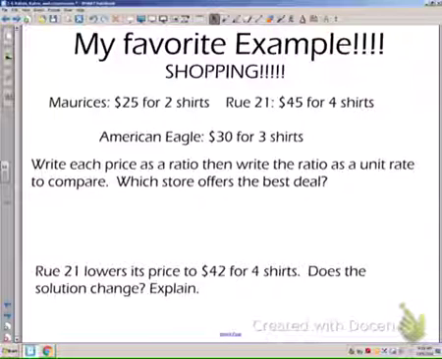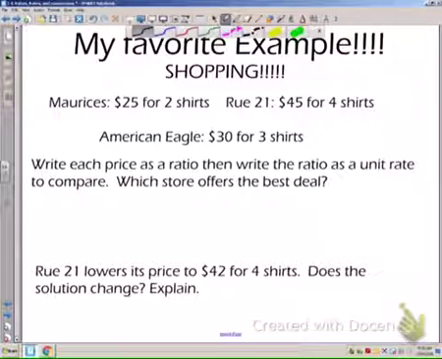So let's look at some real world problems here. It says at Maurice's there are 2 shirts for $25. At Route 21 I can get 4 shirts for $45. And at American Eagle it's $30 for 3 shirts. First we want to write each price as a ratio. I'm going to stop right there and I'm going to go ahead and do that. Write each price as a ratio.